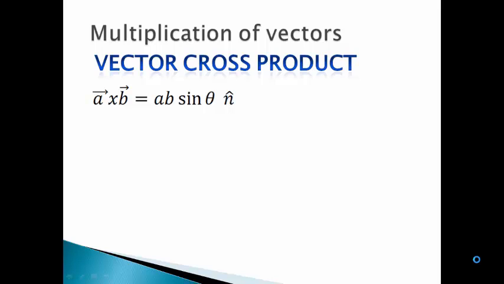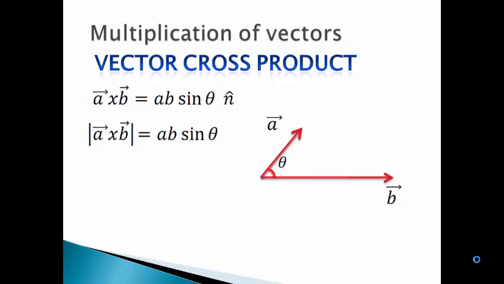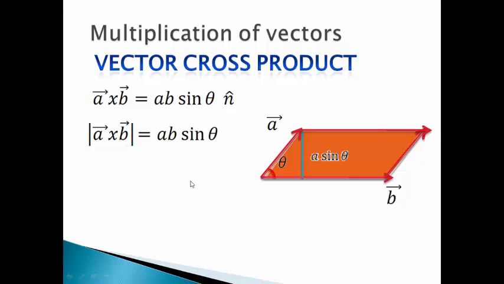And the magnitude of the resultant vector is given by simply AB sin theta. Geometrically speaking, for any two vectors A and B inclined to each other at an angle theta, if you have the resultant parallelogram, then the area of that parallelogram will be the magnitude of A bar cross B bar. That will be nothing but AB sin theta, since the altitude of the parallelogram is given by A sin theta.